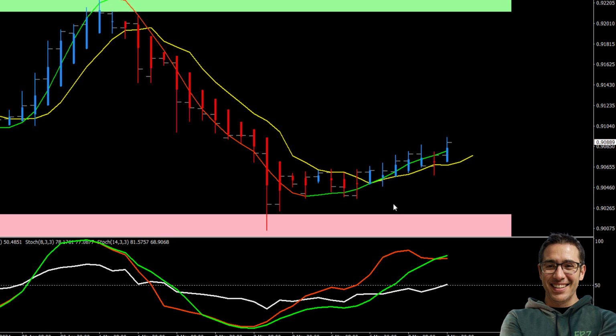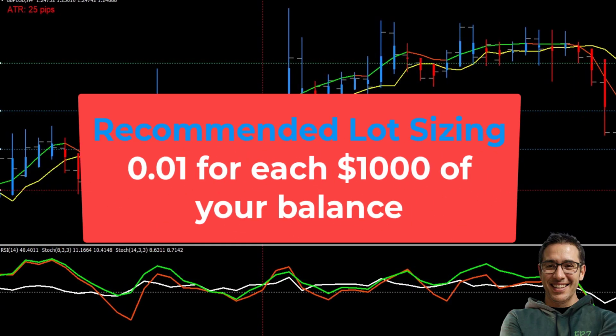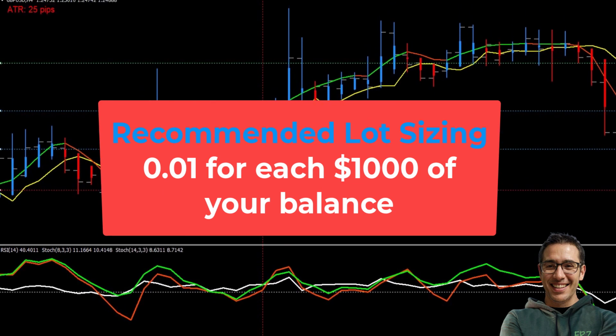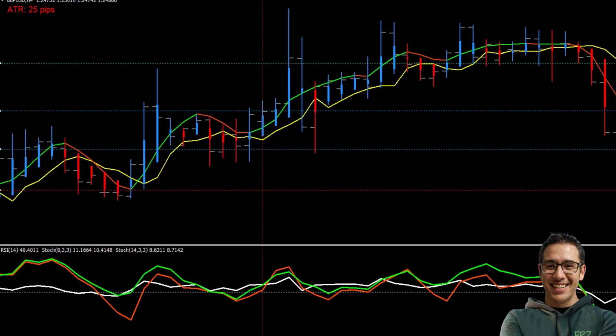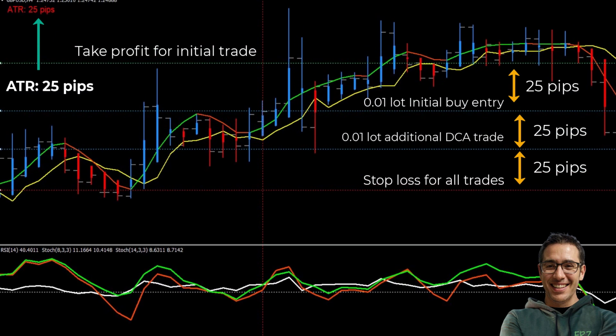Now let's discuss lot sizing, take profit, and stop loss. We recommend you use 0.01 for each $1,000 balance in your account if you use H4 charts. So if you have a $1,000 balance, then each trade would be 0.01 lots. Take profit and stop loss levels will be based on the 14-period ATR, or average true range. We have also included an ATR indicator for easy reference.